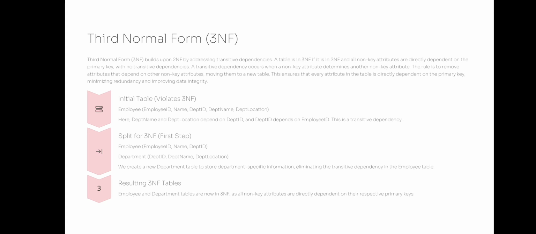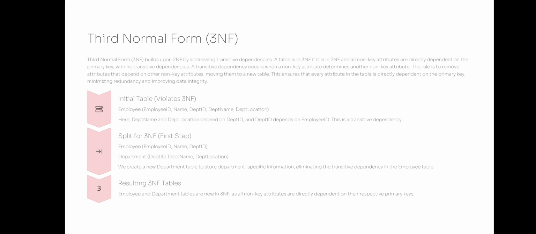For example, initial table: employee ID, name, department name, department location. Here, department name and location depend on department ID, and department ID depends on employee ID. This is a transitive dependency. To eliminate this dependency, we split the table. Split for 3NF.